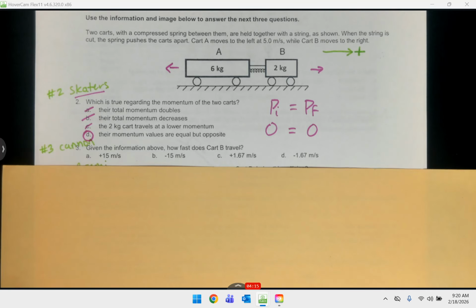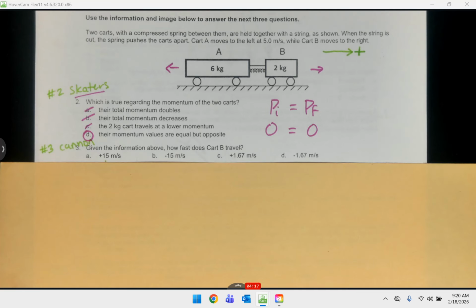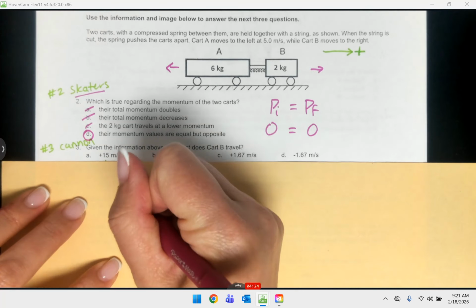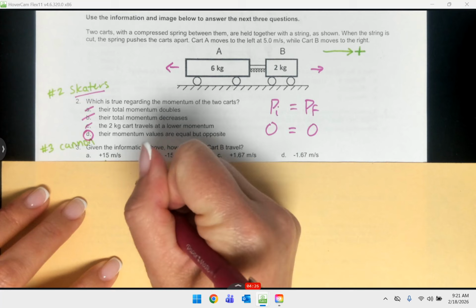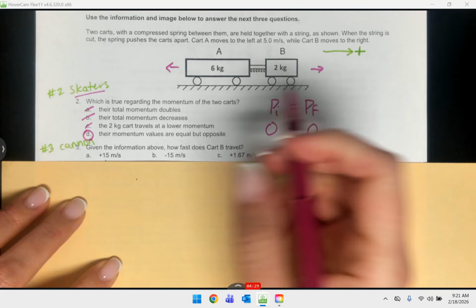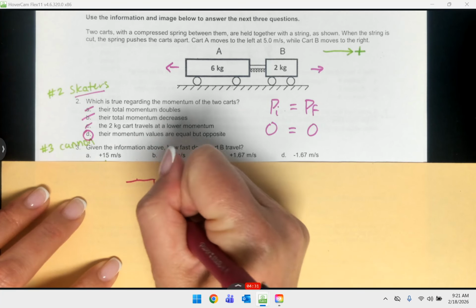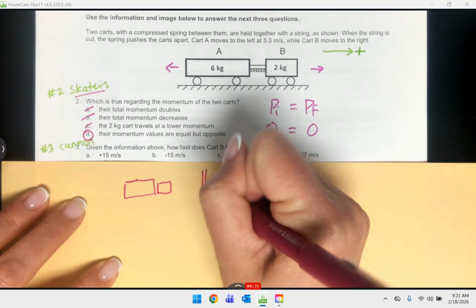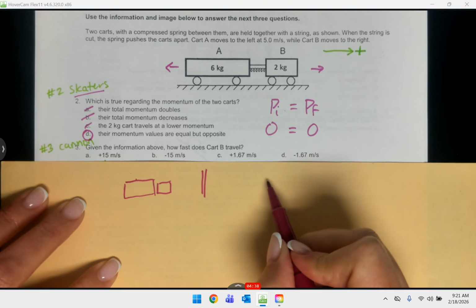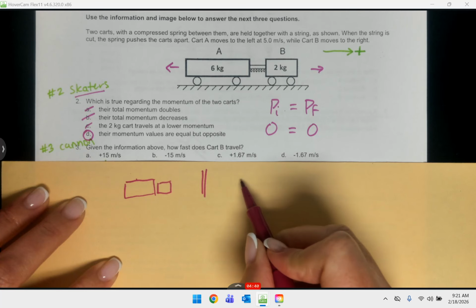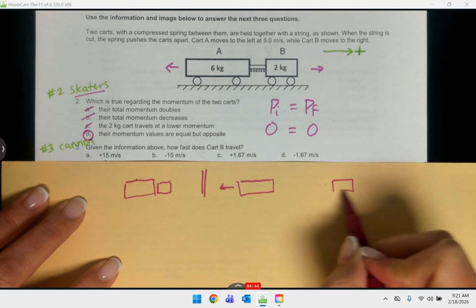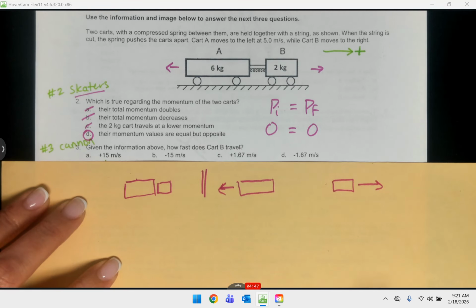So let's give myself some space to work. It says, given the information above, how fast does cart B travel? Again, in a recoil and any of these scenarios, you're going to want to start with a diagram. Obviously, we have this here. So I have a before and an after. So I have my 2 carts that start out together. And then after the collision, or in this case, the recoil, sometimes it's an actual explosion, they're going to be moving apart from each other. Okay, and so you have the before and after.